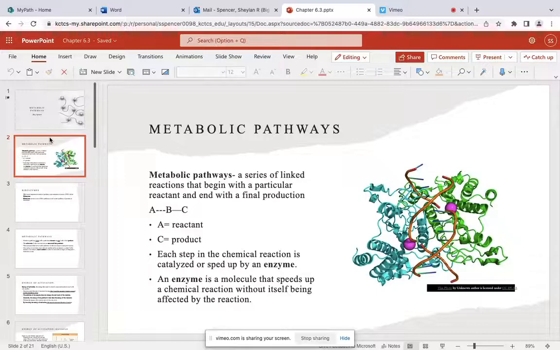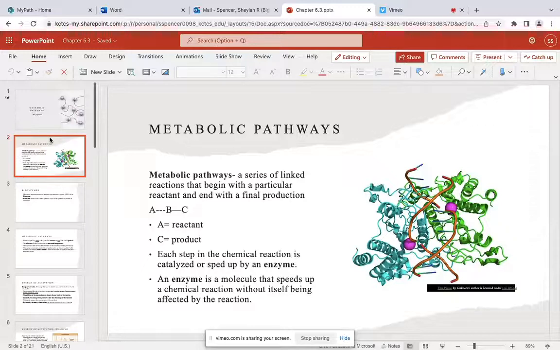As you can see here, I have the example as the reaction going from A to B to C. A is going to be the reactant, or the thing that we are initially starting out with. And then B is going to be the enzyme or the intermediate step, and C is going to be the product, the thing that we wind up with at the end of the reaction.